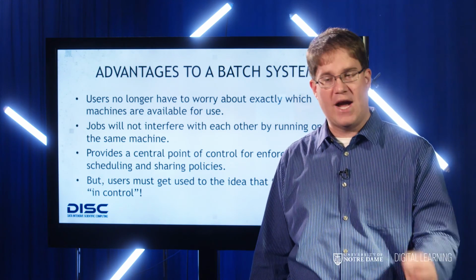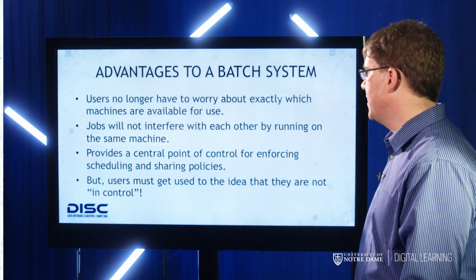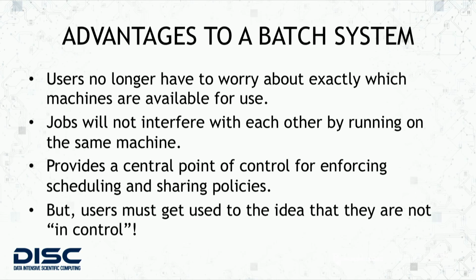All they do is submit their jobs and let the batch system decide where they are going to run. By running on different nodes of the system, the jobs will not interfere with each other, and so each job will get the maximum performance that is available. The batch system also provides a central point of control. Now the cluster has an owner or some operators that need to make decisions about who runs first and when things run and how to schedule things, and so the batch system becomes the place where they can enact those policies.